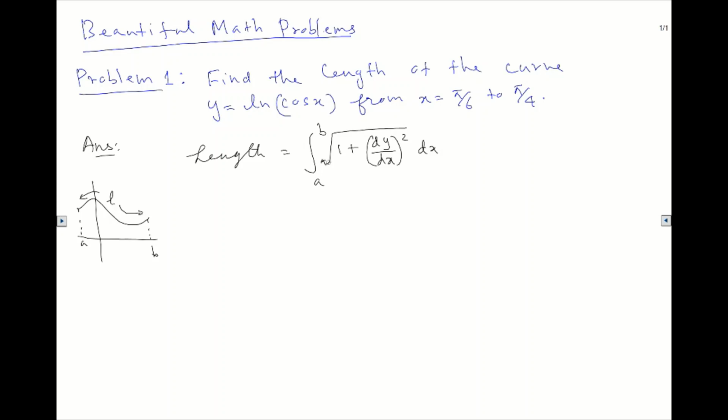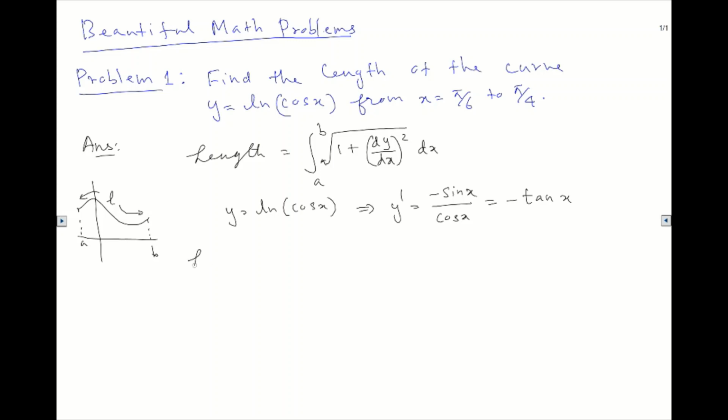So what we need to do is find the derivative, and then plug it into the formula. We know that y equals ln cosine x. So y prime is, since it's a log function, the derivative of the inside goes on top, and you can simplify this as negative tan x. Now we're going to plug that into the formula.